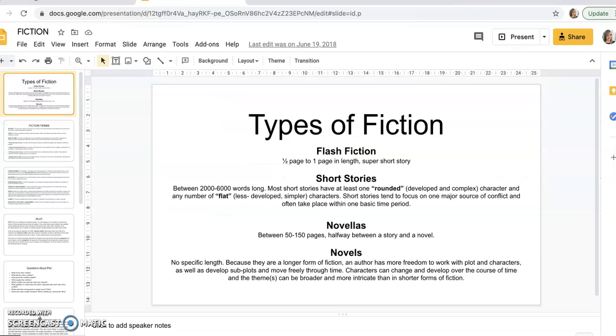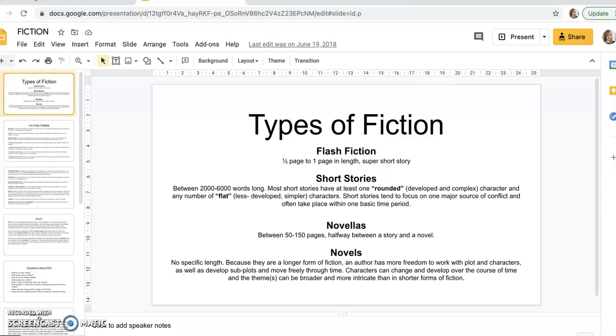There's several types of fiction. There's flash fiction. This is really short. Sometimes it's even less than half a page to a page long. It's just a super short story, and everything is really condensed. All the meaning is there. You have to really unpack it. It's kind of like some of the shorter poetry we've been reading.